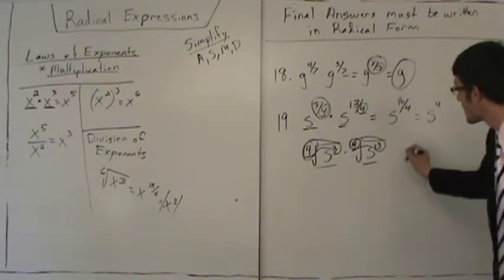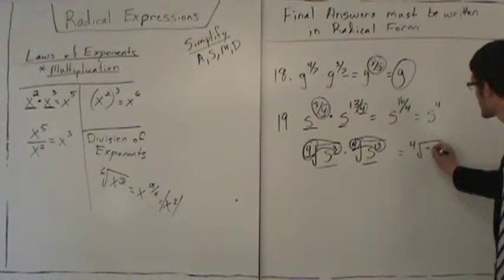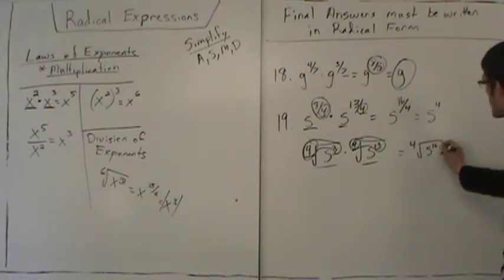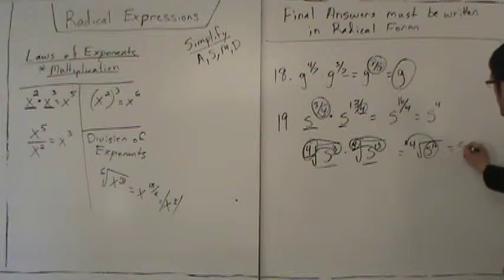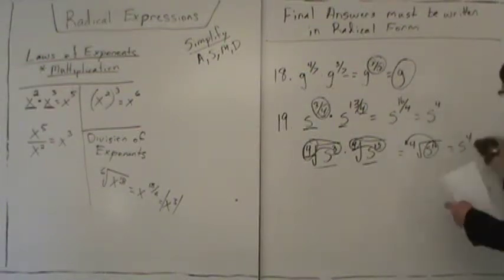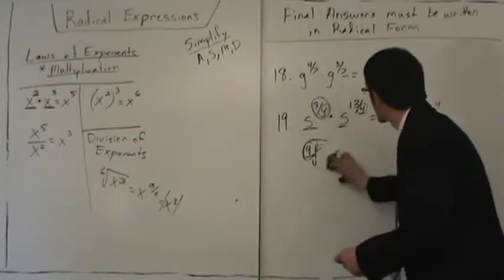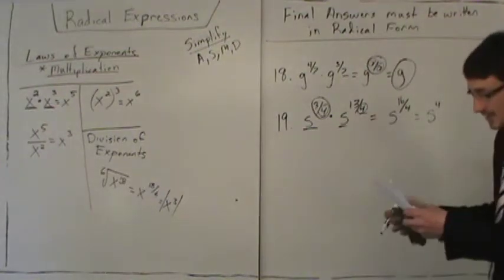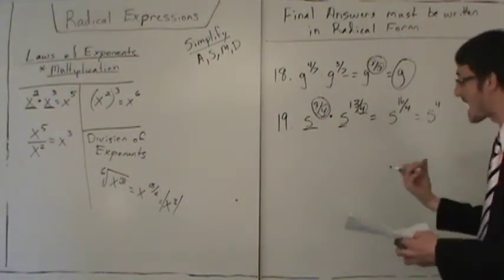The index has to match. And this is the 4th root of s to the 16th, which is, now take out 4 groups, we end up with s to the 4th. All right, but we're primarily working in exponential form. Now you're going to start seeing answers have to be converted back to radical form.